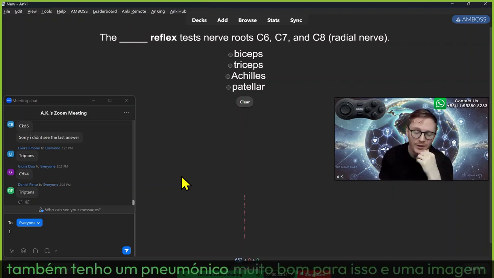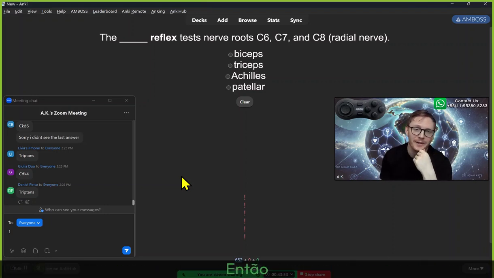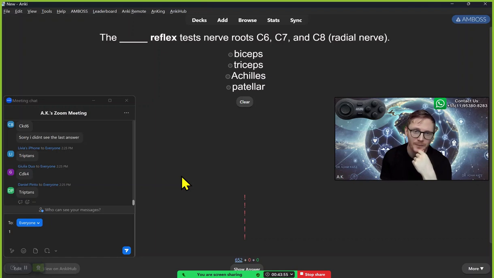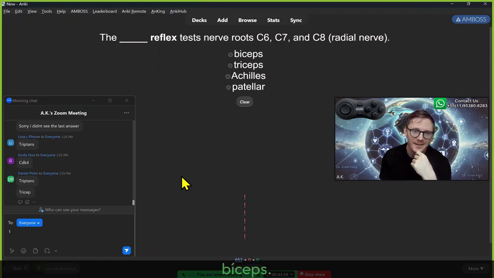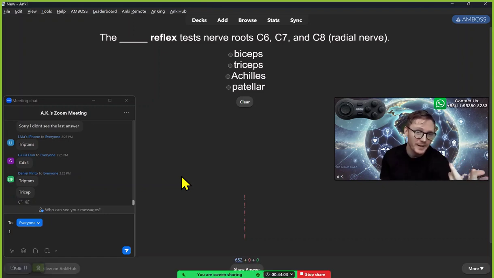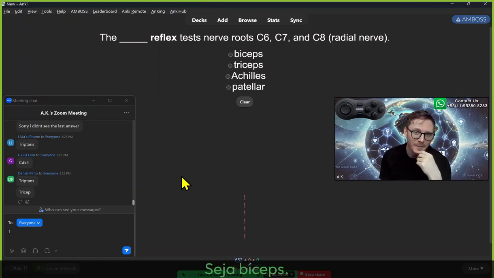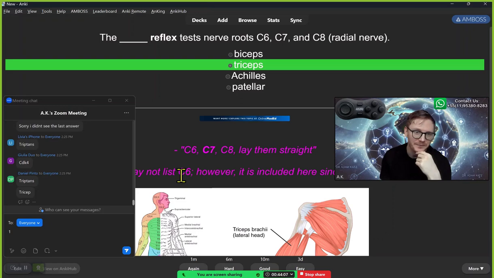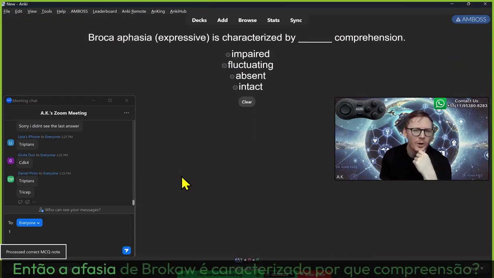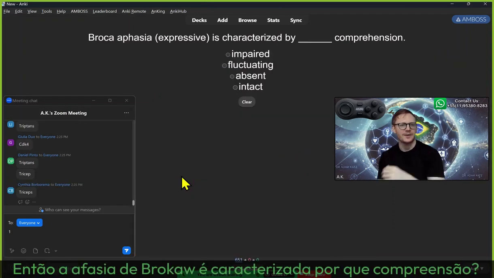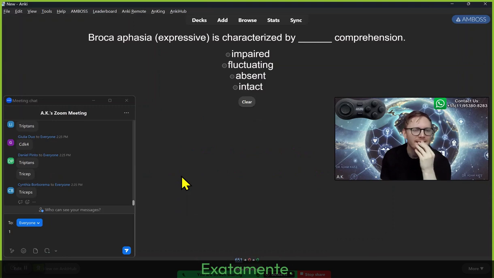So I have a really good mnemonic for this too and a picture that I draw for this. So I'll send it to the chat as well. Triceps, right? Because this is C7, C8. If it was C5, C6, what would it be? It'd be biceps, right? Exactly. So Broca's aphasia is characterized by what comprehension? Exactly, exactly.